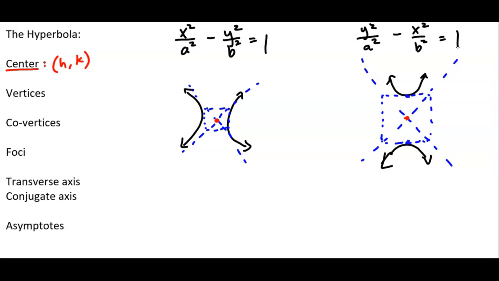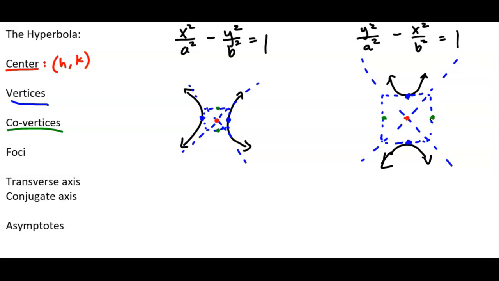Okay. So the vertices, so I'll change my ink here. The vertices are right here. It's where the hyperbola is touching that box, and it is in line with the center, okay? And then the co-vertices are part of that box. So the co-vertices are going to be up here and down here, and over here and over here.